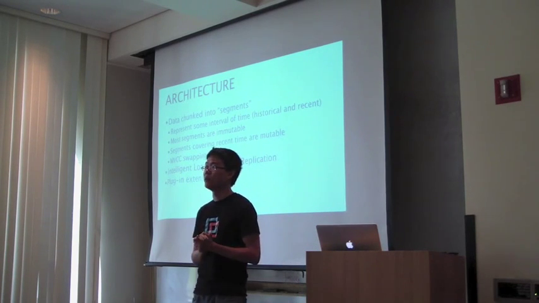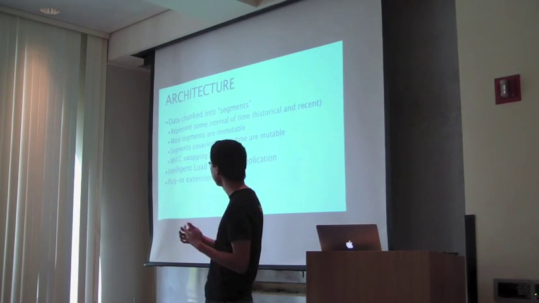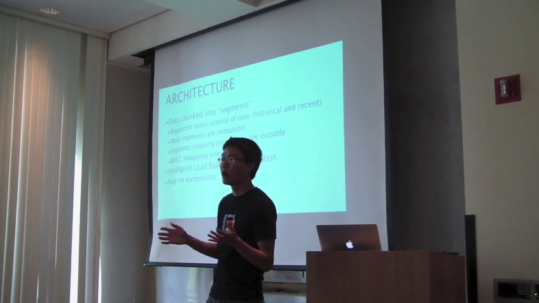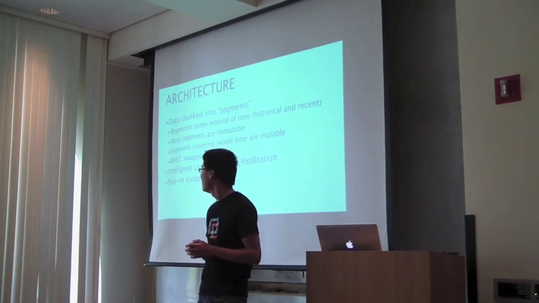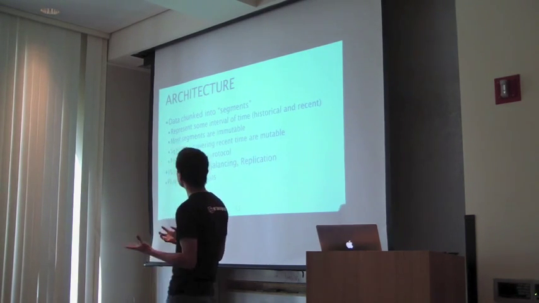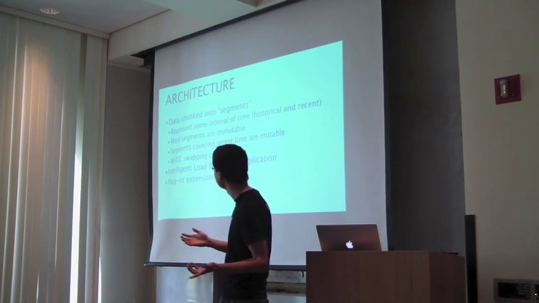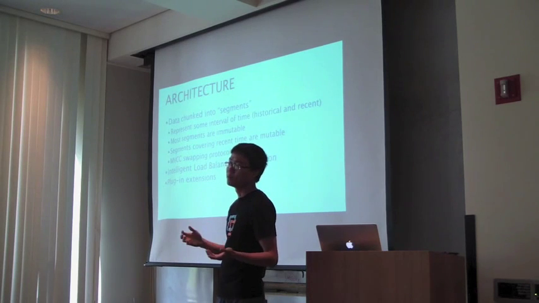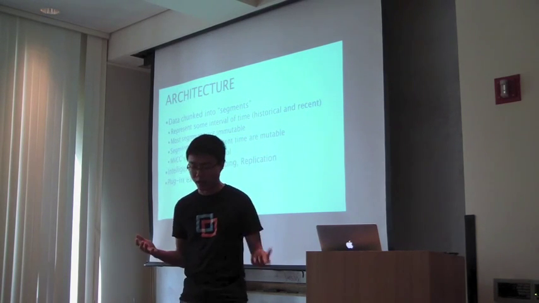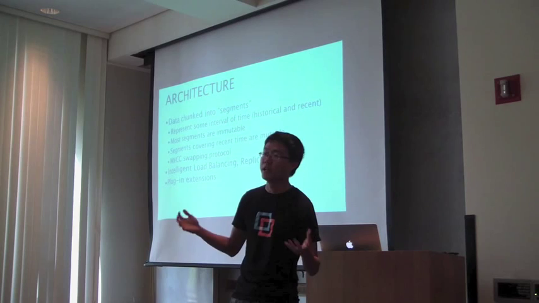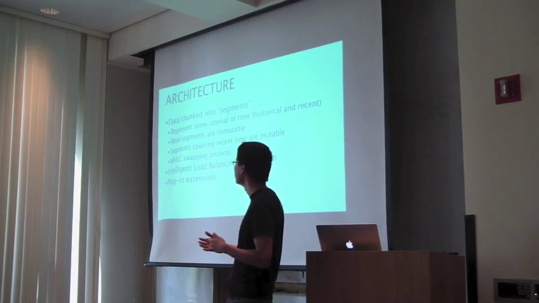All data within Druid must have some notion of time, so we require that all our events have a timestamp. And the way we shard our data, the way we chunk up our data, is into these blocks known as segments. Segments always represent some interval of time, so you can have a segment for yesterday, you can have a segment for some previous hour.